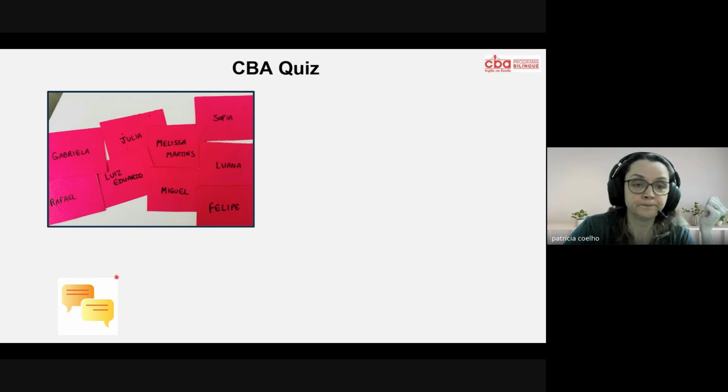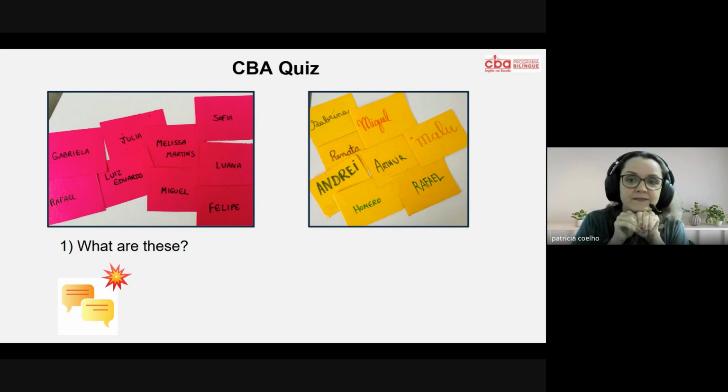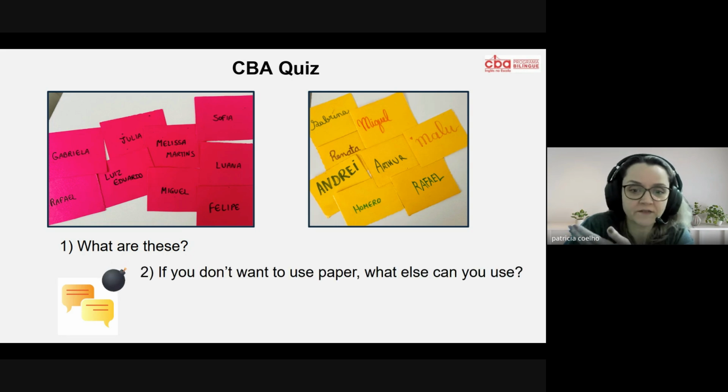Great. Look at the pictures. Look at these pictures. Question number 1. What are these? So open your chat boxes and write the name of these things. Don't press enter yet. Everybody typing. This is fast, right, Erica? So chat bomb. Drop your bombs, please. Bianca said names of students, name tags, name cards, name cards. Okay, they are name cards with the names of the students.